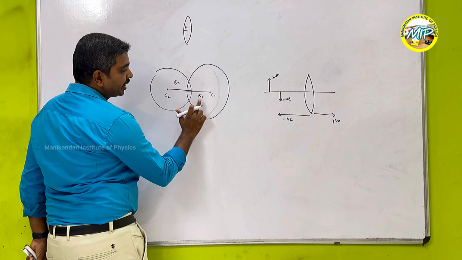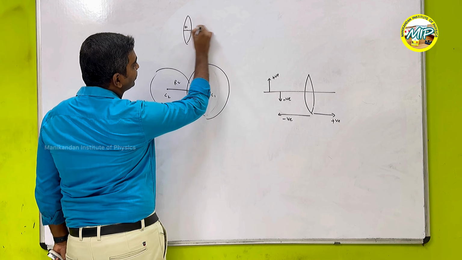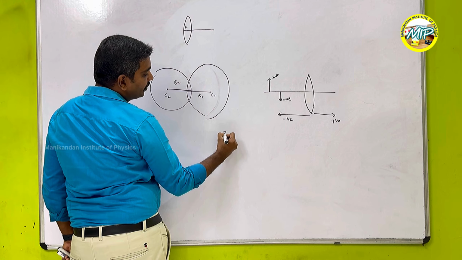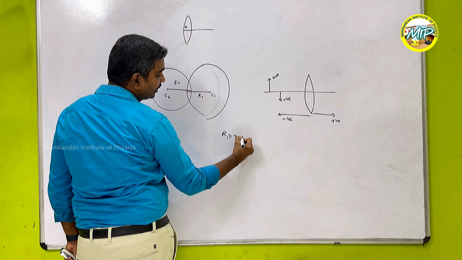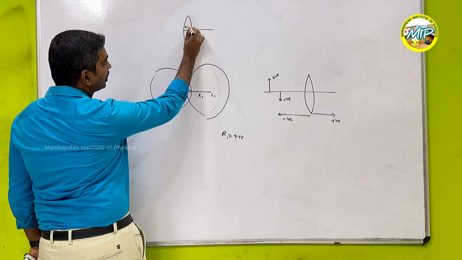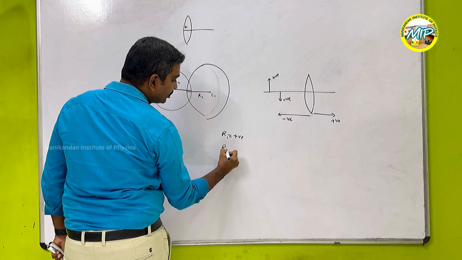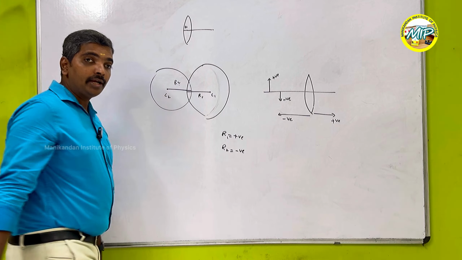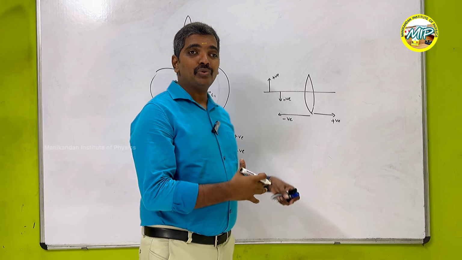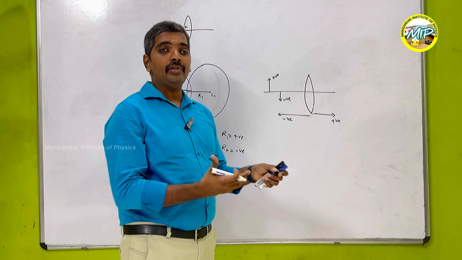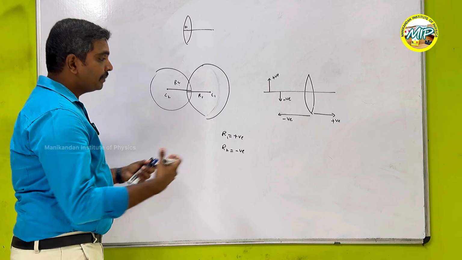In this case, R1 is on the right side of this curvature, so R1 is always positive. R2 is on the negative side of this interface, so R2 is going to be negative. These are very important topics for solving lens based problems.